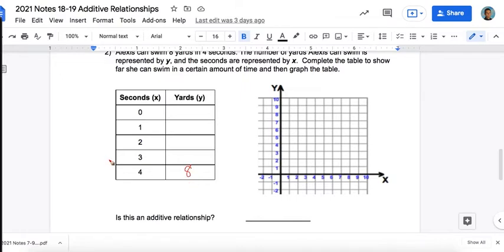Now, we want to know how far she can swim in 1 second, and then once we have that information, then we can fill out the rest. So, if we want to know yards per second, we can take the yards, which is 8, divided by seconds, which is 4.